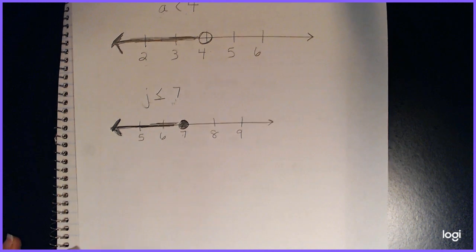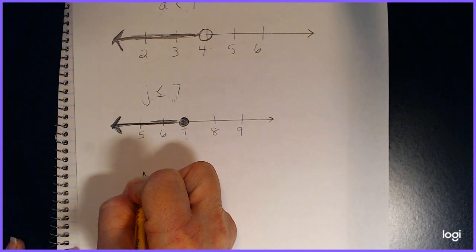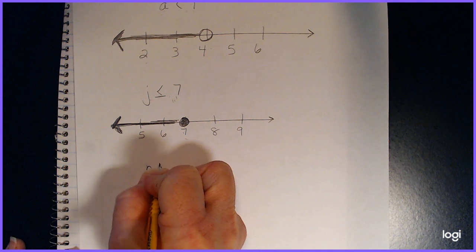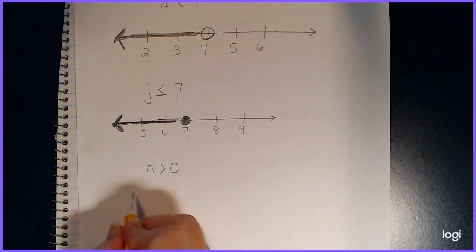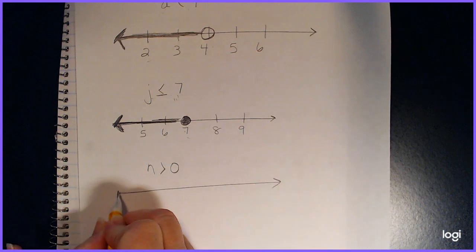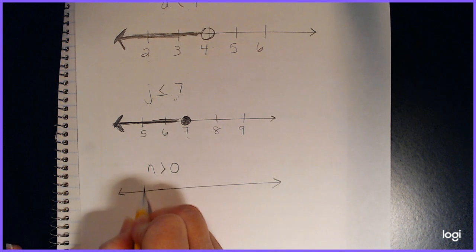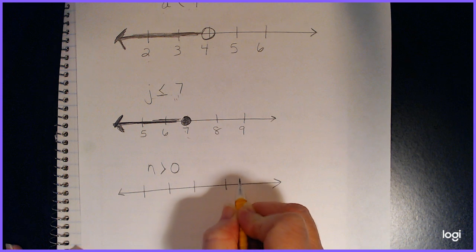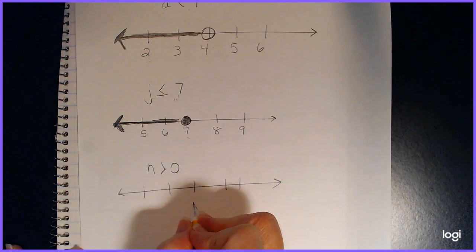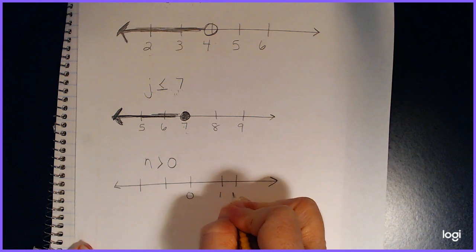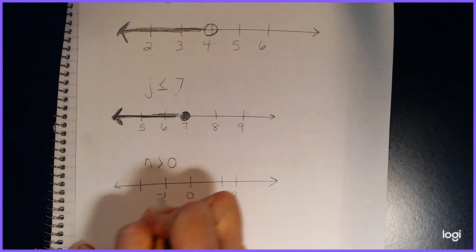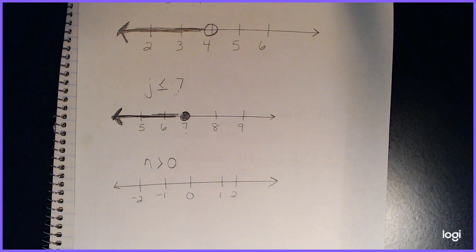All right, let's go ahead and try 2 more. Let's do N is greater than 0. Some of you already are figuring out how to do this. Make our number line. 5 tick marks. The number I have is 0. I'm going to put it in the middle. Now we have to number our tick marks. Let's see, this would be 1 and 2, -1, and -2.